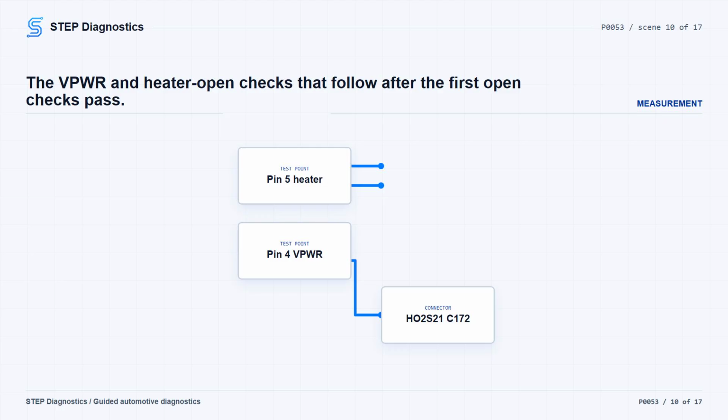If those circuits pass, reconnect the PCM connector, leave the universal HO2S disconnected, turn the ignition on, and check VPWR at pin 4 of the suspect sensor connector.